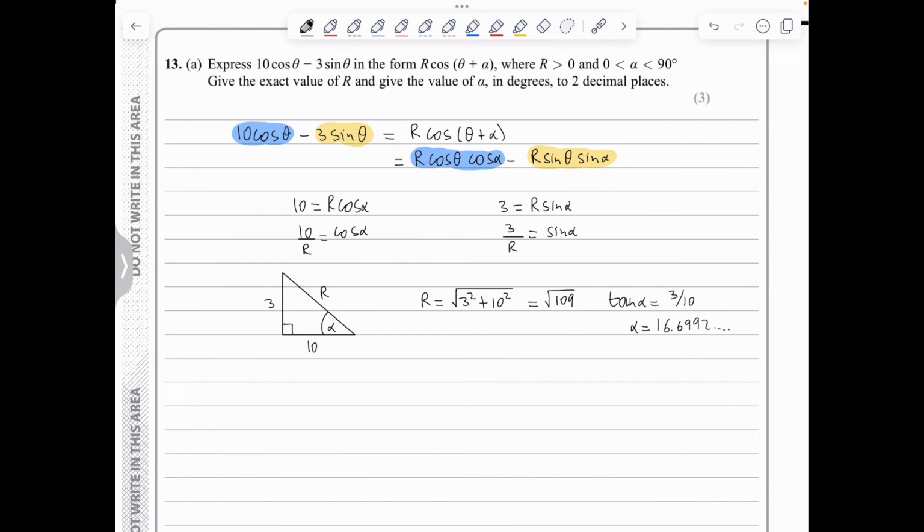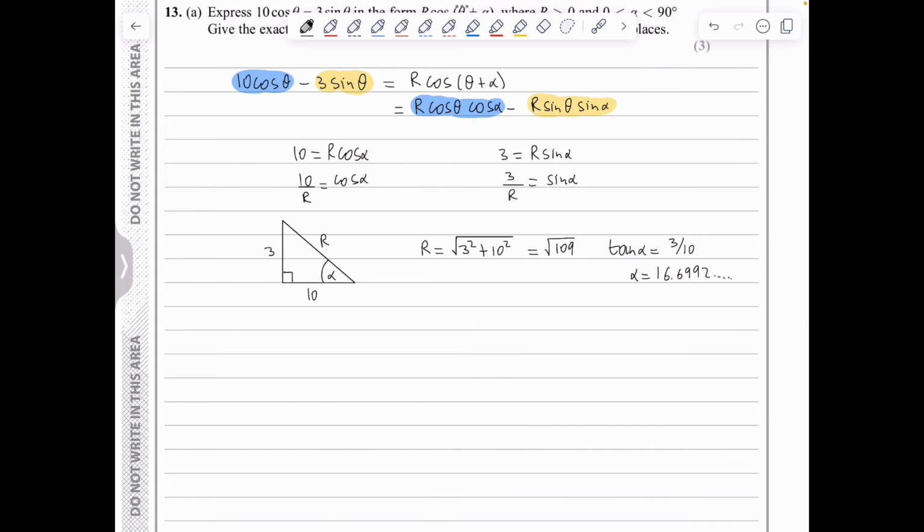16.6992 dot dot dot. Well, the question was asking me to express this in the form r cos(theta plus alpha). So my final line should be exactly this: 10 cos theta minus 3 sin theta is equal to root of 109 cos(theta plus 16.70), because I've been asked to give alpha to 2 decimal places.